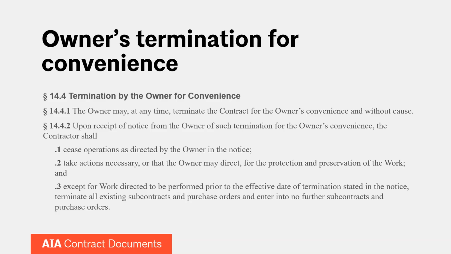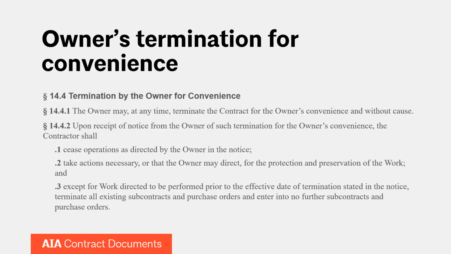The second thing is that the contractor is required to take all actions necessary, or that the owner may direct, for the protection and preservation of the work. This is things like securing the job site, protecting materials that might be stored on the job site, those kinds of things, to make sure that the owner's not going to be suffering any additional losses due to the work not being protected or preserved in some manner.